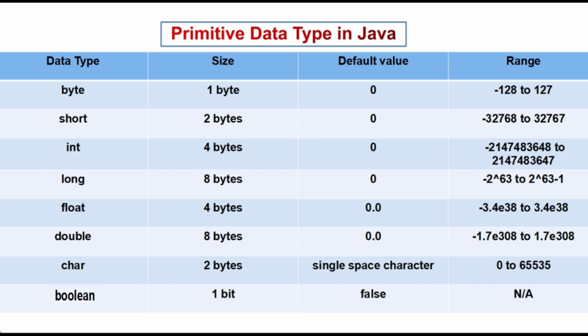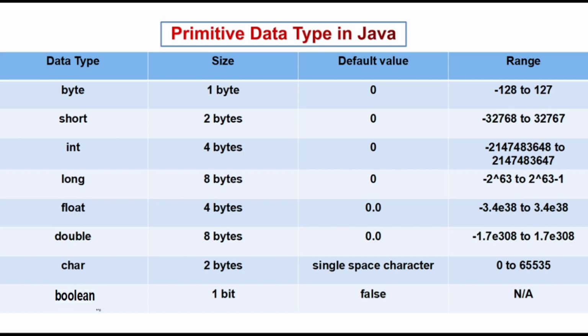And if you are using char, then it will take 2 bytes. And what is the default value of char? If you do not assign a character to a variable, then it will take a single space character. The range of char is 0 to 65535. So all the characters fall in this range.